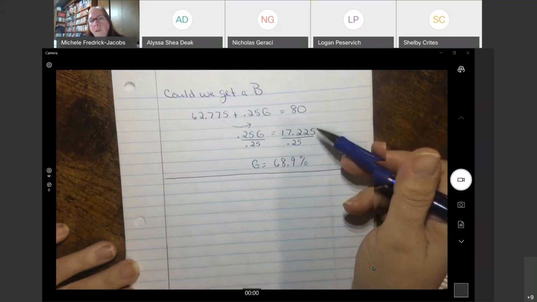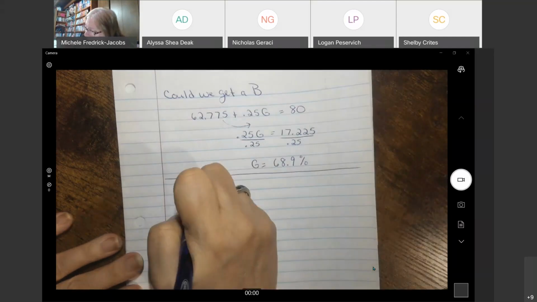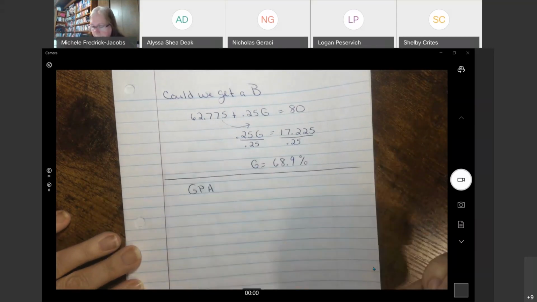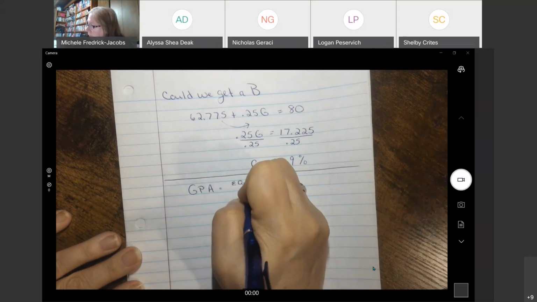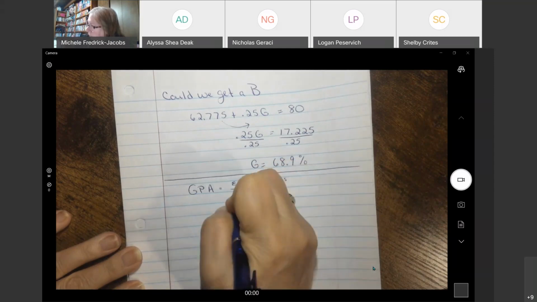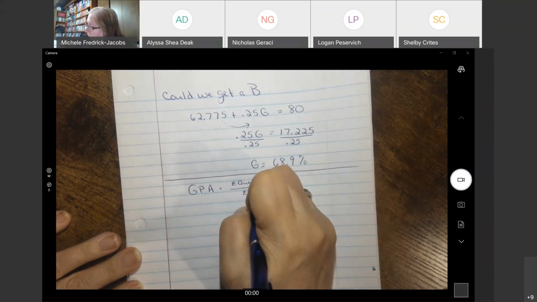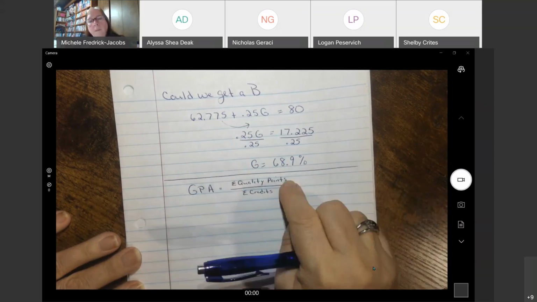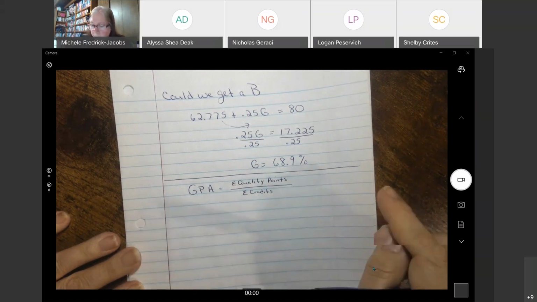Another area where we use the weighted means is your grade point average. Grade point average, or GPA, is your quality points divided by the number of credits you have. So you add up your quality points and you divide by the number of credits. And that will give you your GPA.